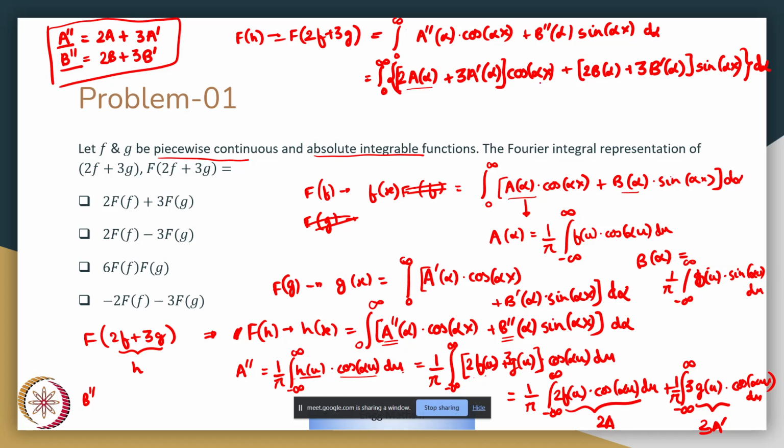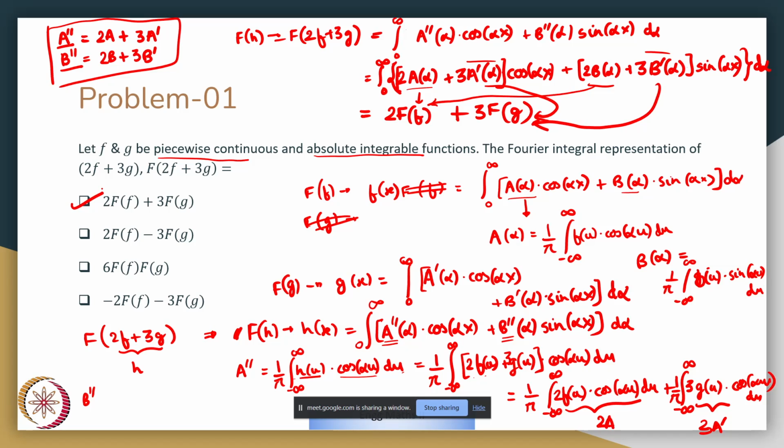If I now take out these terms together and these terms together, I essentially end up obtaining twice of f of f plus thrice of g. So this term and this term feed to f of f, and this term and this term feed to f of g. So through this problem, the answer is option A, and through this problem we can understand that Fourier integral representation is linear in terms of its arguments, which are functions f and g.